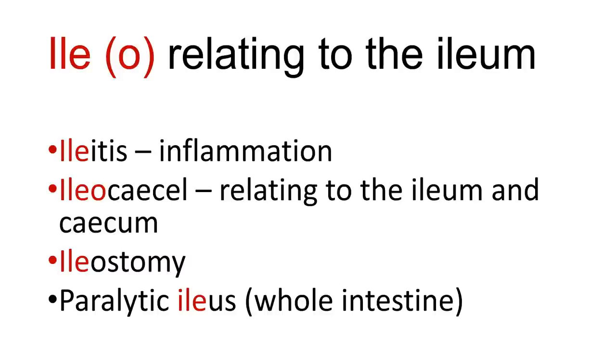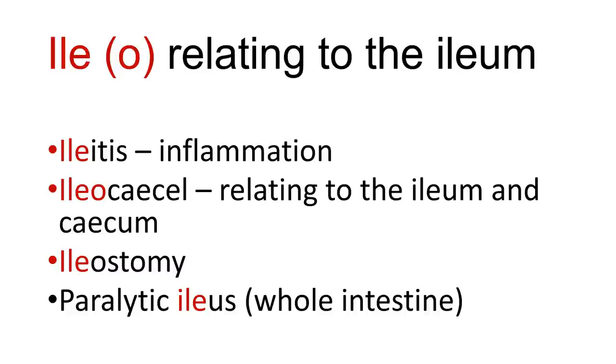Now, ilia is Latin for intestines in general, but we use the term ilio to relate specifically to the ileum, the distal portion of the small intestine. So the ileum is between the jejunum and the cecum of the large intestine or the colon. So ileitis is inflammation of the ileum. Ileocecal is relating to the ileum and the cecum. So the ileocecal valve is the valve between the ileum and the cecum, which is the first part of the colon, or the large intestine.